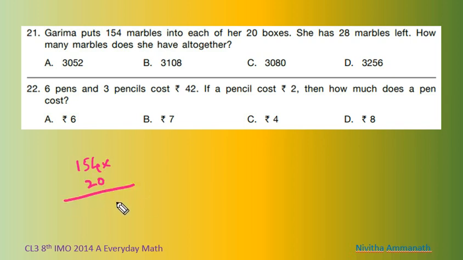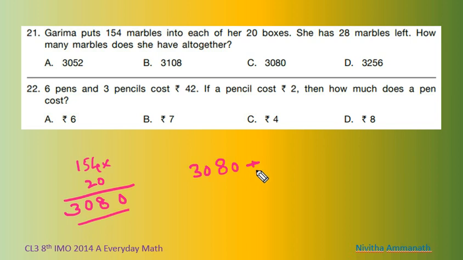Here 1 0 is here 0. Then 2 4s are 8. 2 5s are 10, 0, 1. 1 2s are 2 plus 3, 2 plus 1, 3. 3080.